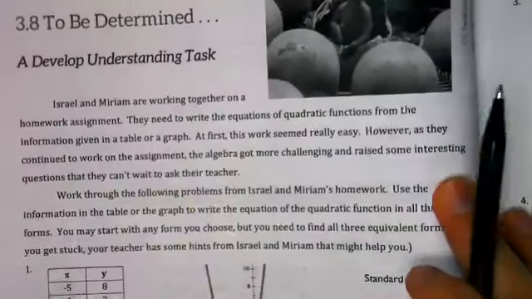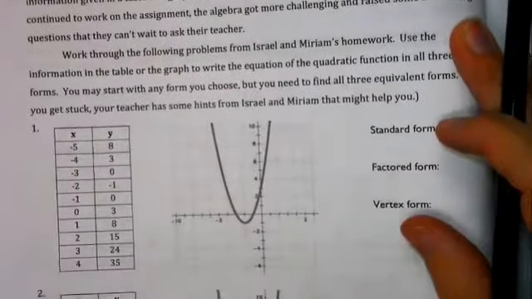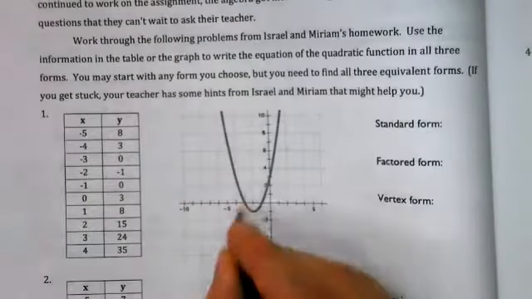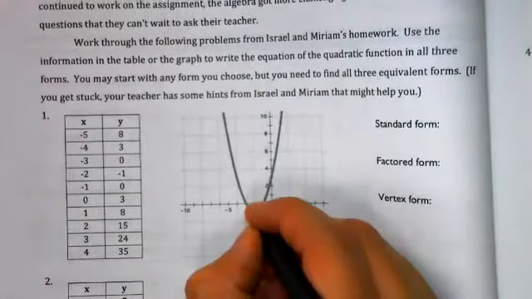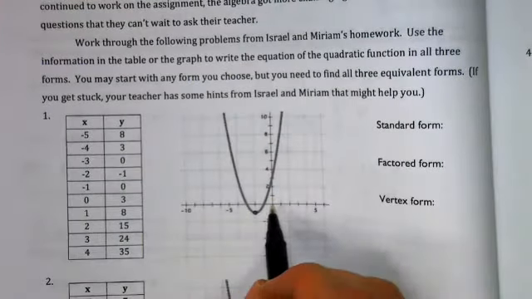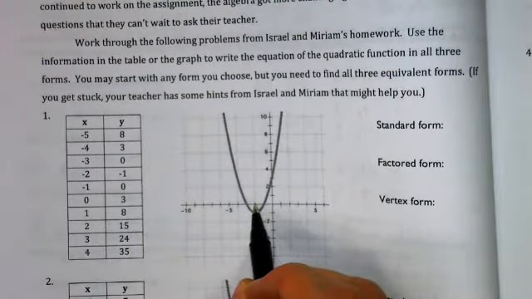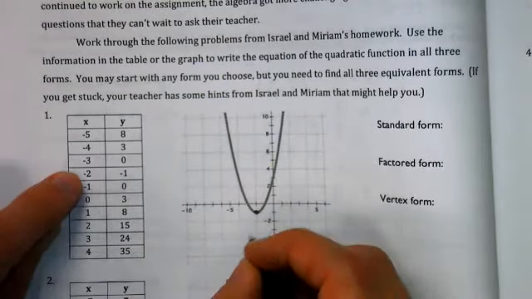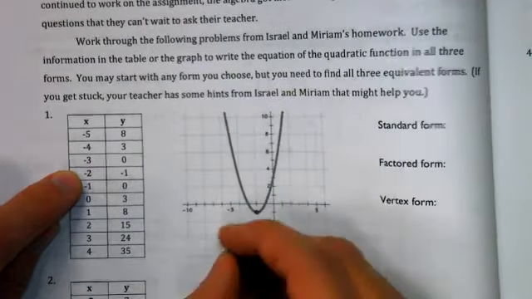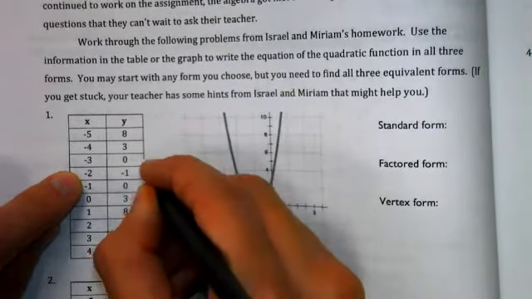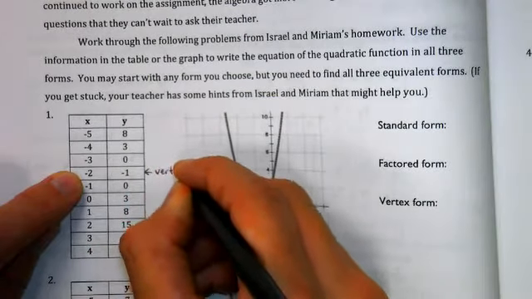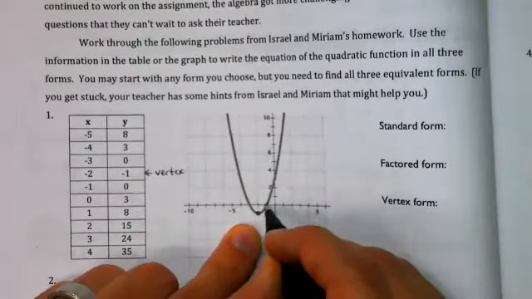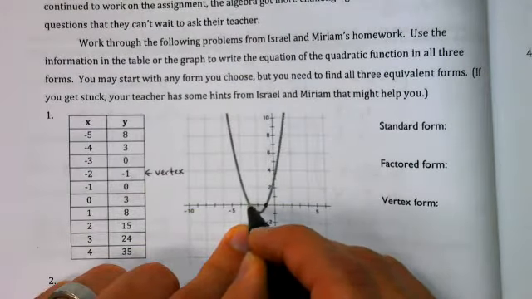So let's look at question 1 and see if we can't write a form here. Immediately, I'm drawn to where the x-intercepts are and where the vertex is. So I see the vertex is here, and that looks like -3, -1. Oh, excuse me, -2, -1. So this would be the vertex. I also see that there's a point here at -1, 0, and another point here at -3, 0.